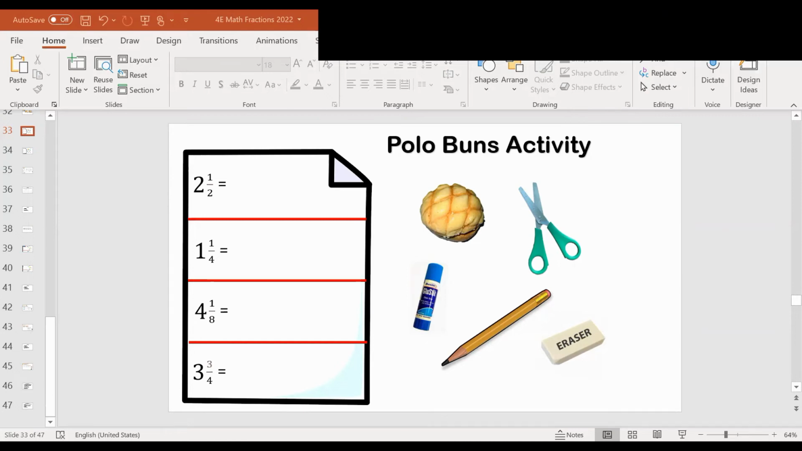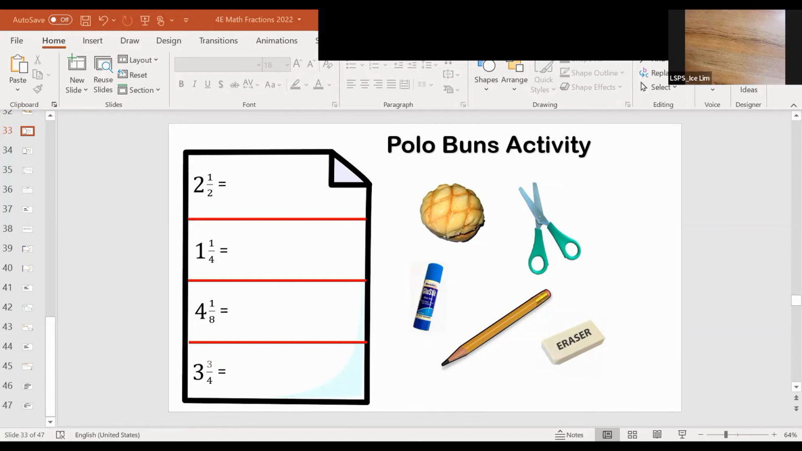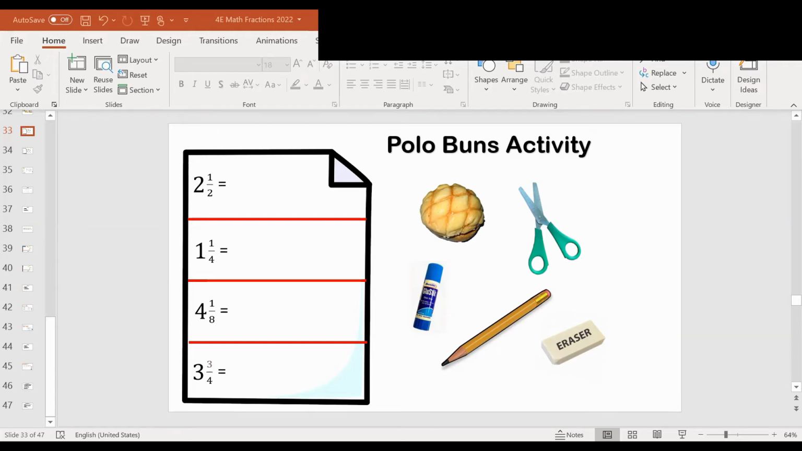Huh? What, why more? He's not saying why more to us. That means it's read in exam. Then he's saying I read in exam. Can we focus on the polo buns now? You know how much time I spent designing this activity? Can you all do something about it? You are not doing it. Can you do this question? Yes.